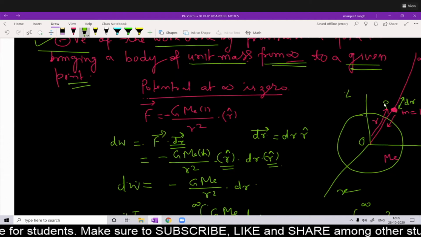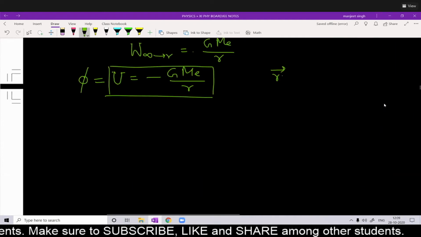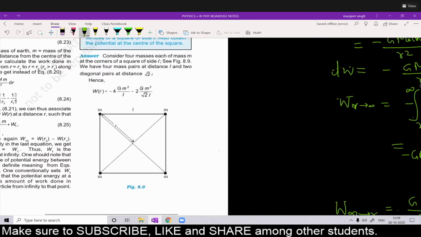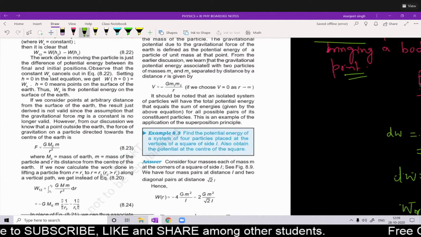Now, what is the gravitational potential? Our article is gravitational potential energy. So what is this gravitational potential energy? Now, what is the definition of gravitational potential energy?